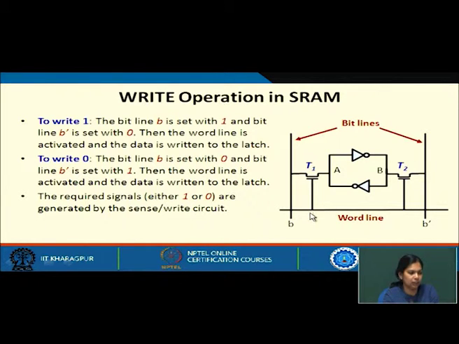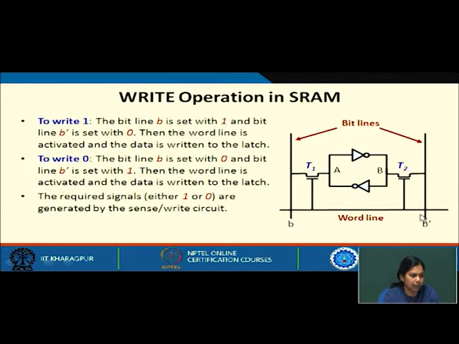Then I will activate the word line, which will make transistors T1 and T2 on. Whatever value is in the bit line will be available in A, and whatever value is in B bar will be available in B. So, the data is written to the latch. Similarly, if I have to write 0, then I apply 0 in bit line B and 1 in bit line B bar, and in the same way I activate the word line.